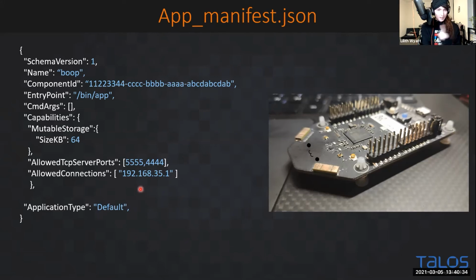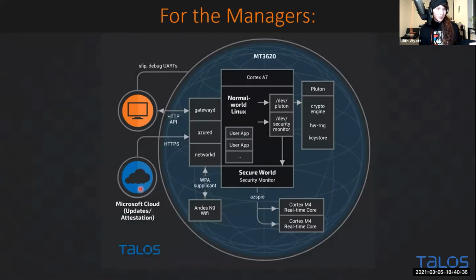Continuing on, this is a high level overview for the managers, the not as technical folk. It's a nice graphic. I like it. We have our Cortex-A7 here. Normal Linux is inside the A7. We have our device drivers. You have Pluton here, which you can talk to via this driver. You have /dev/security-monitor, which lets you talk to the ARM TrustZone. And then there's assorted other things.